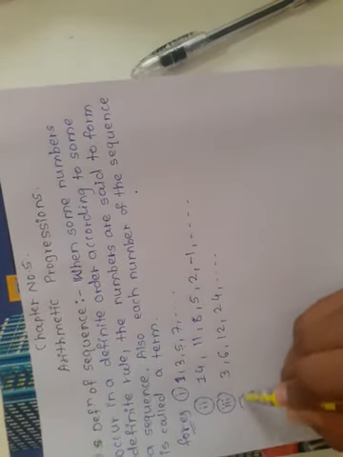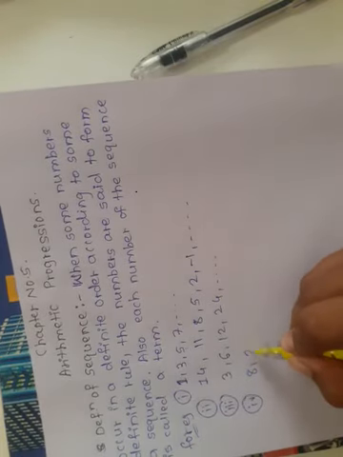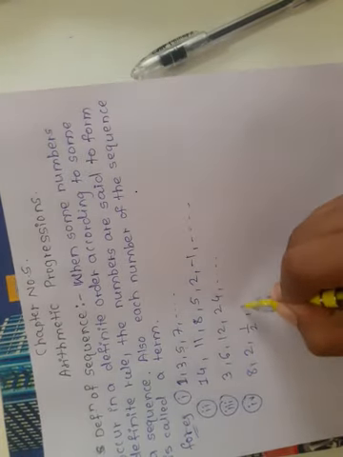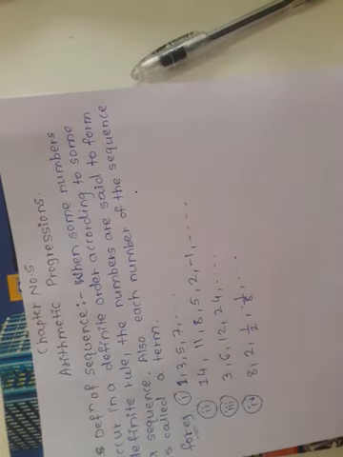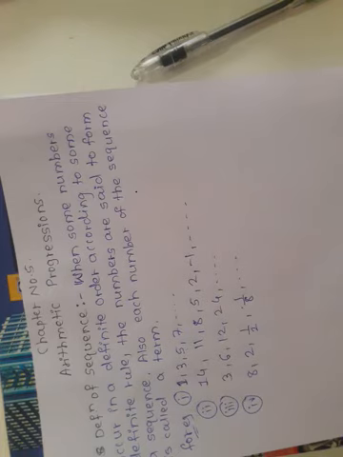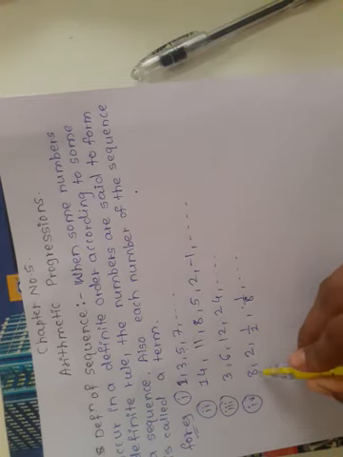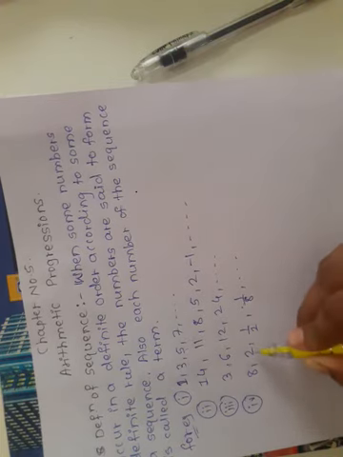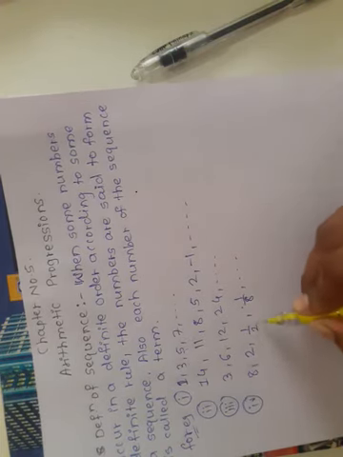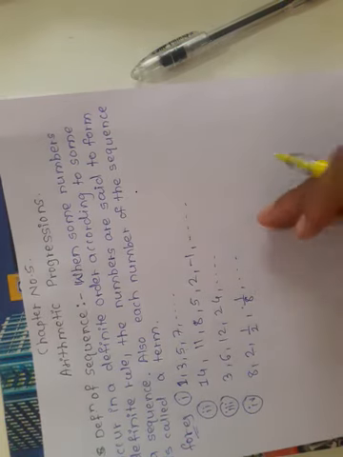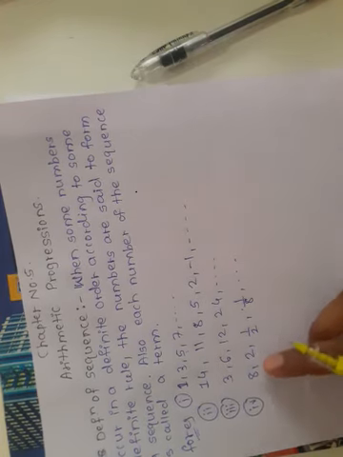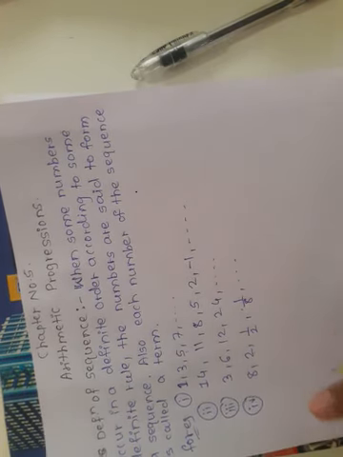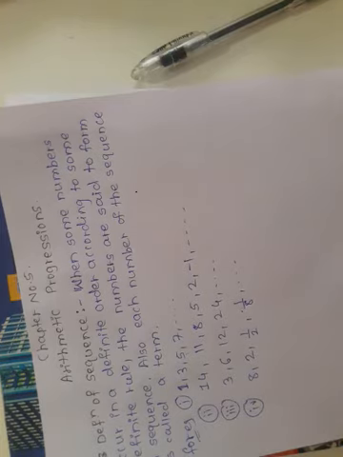Then the fourth example is 8, 2, 1 half, then 1 upon 8, and so on. This is again a sequence. How is this sequence obtained? It is obtained by dividing the previous term by 4. If we divide 8 by 4, we get 2. If we divide 2 by 4, we get 1 half. If we divide 1 half by 4, we get 1 upon 8. So this is all about sequences.